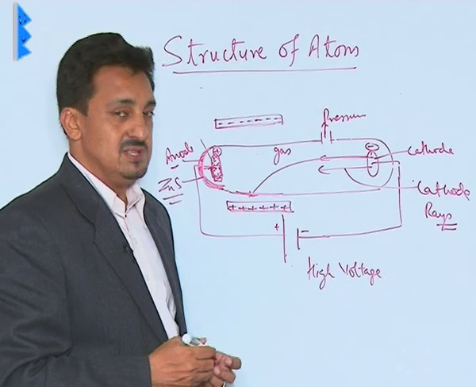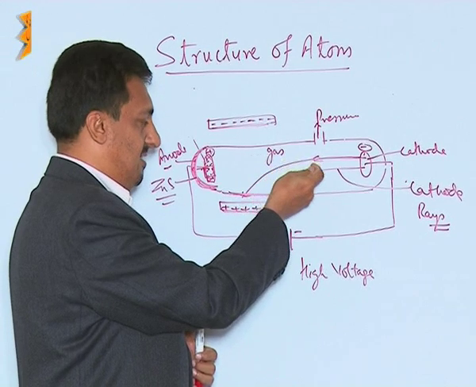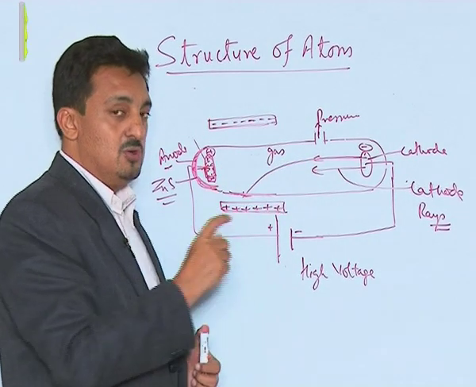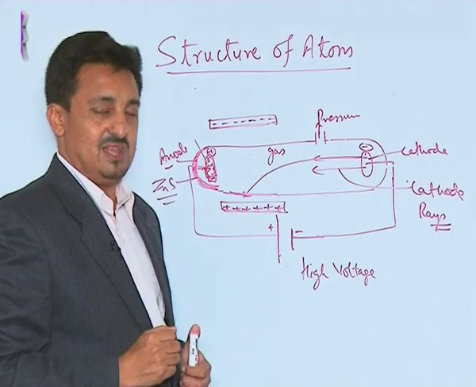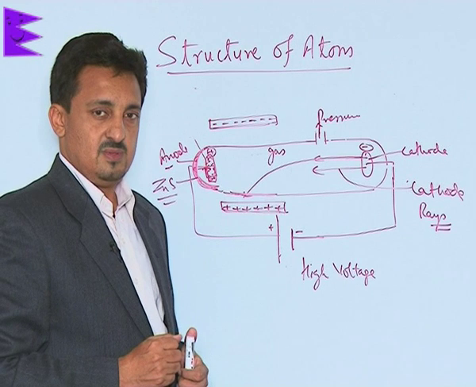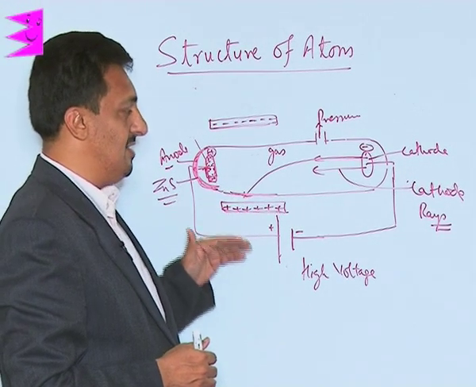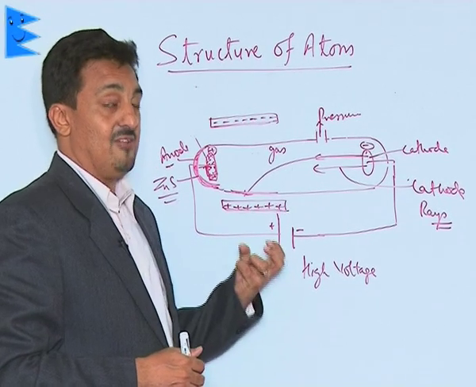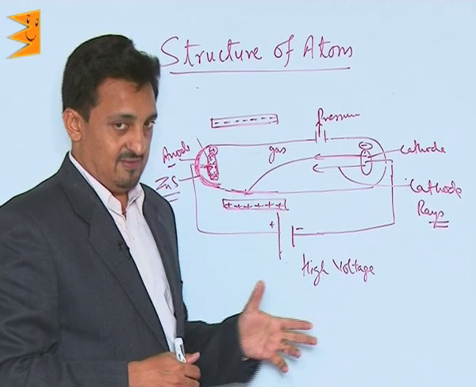J.J. Thomson, by the angle, the trajectory which they are forming and the distance they are traveling, was able to calculate the charge to mass ratio of these particles. So these are the few experiments which were done by Goldstein, and later on they were proved by J.J. Thomson, that these particles are the electrons, which are the constituents of these cathode rays.